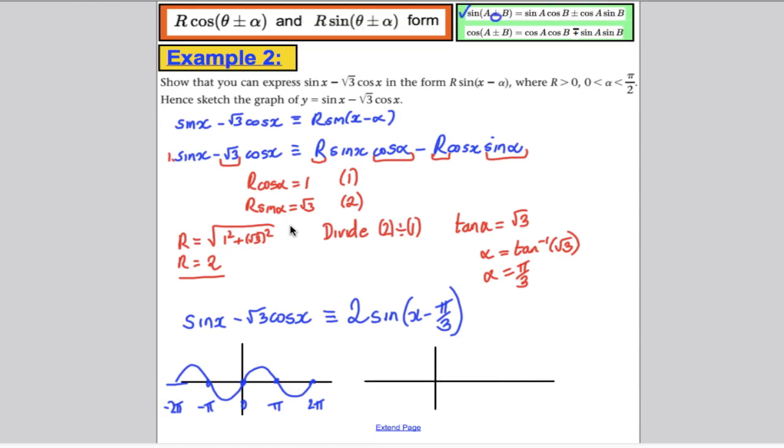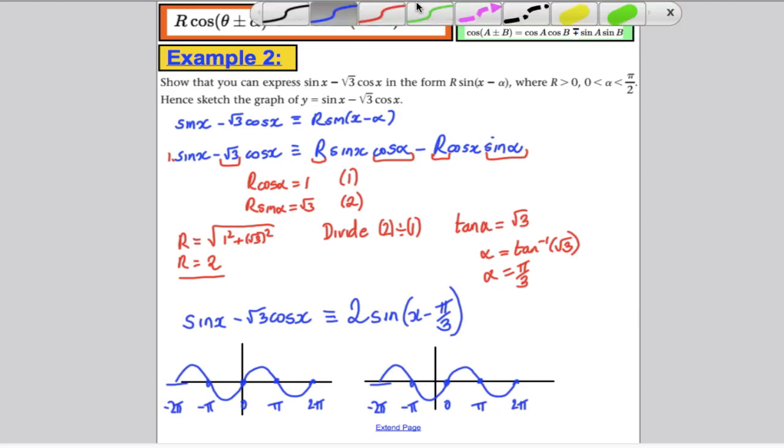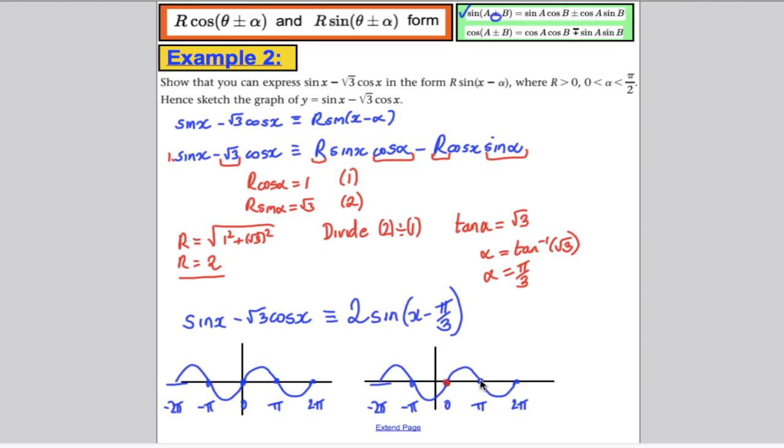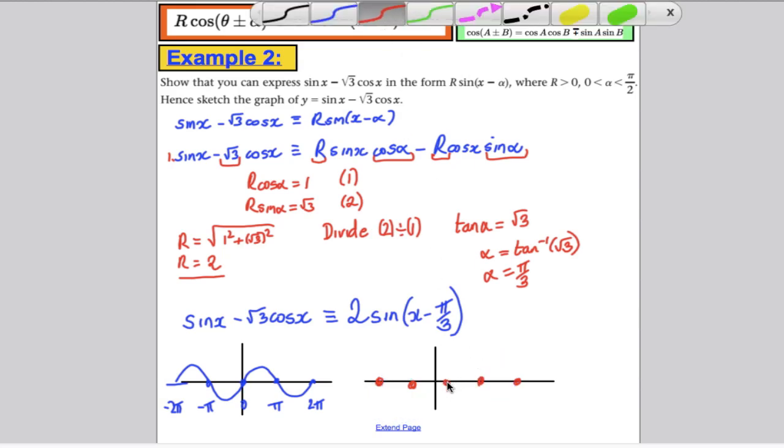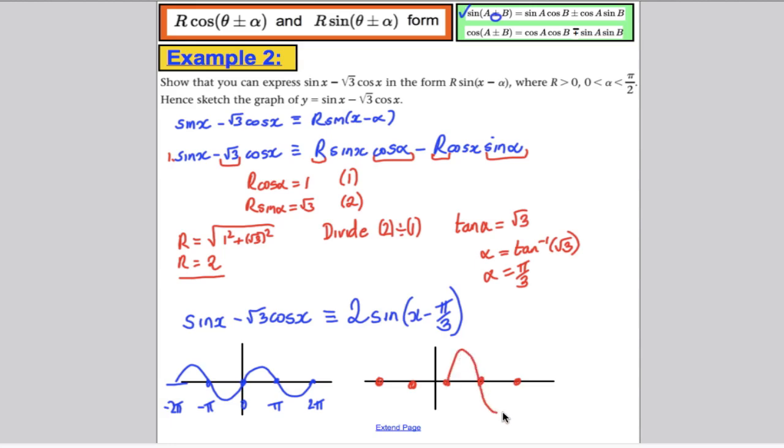Now, it's kind of like this graph in the sense that it would be like that, but it's shifted over pi by 3. So it will have roots here, here, and here, here, and here. So it'll have the roots there, but it will stretch up by a factor of 2. So it will go up to 2, down, and it goes as follows.